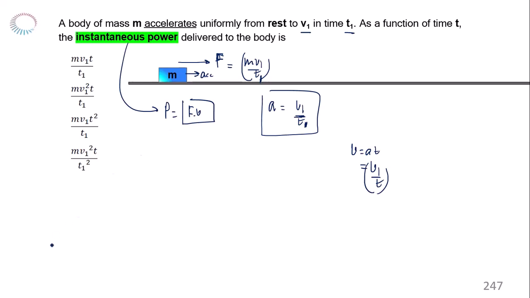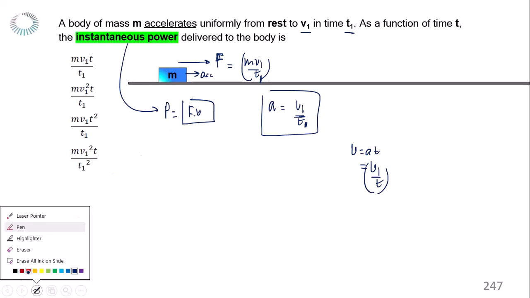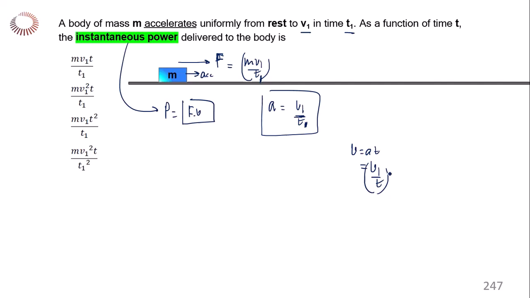Why? Because the information is given for 0 to t1. So into this is T1 into T. Okay, so that is the velocity. So correspondingly, what is the power? Power is equal to force. Force equals A into V1 by T1, into velocity at any time T. That should be equal to V1 by T1 into T. So ultimately, your answer should be A V1 square by T1 square into T. That will be your answer. A V1 square, T1, last option.